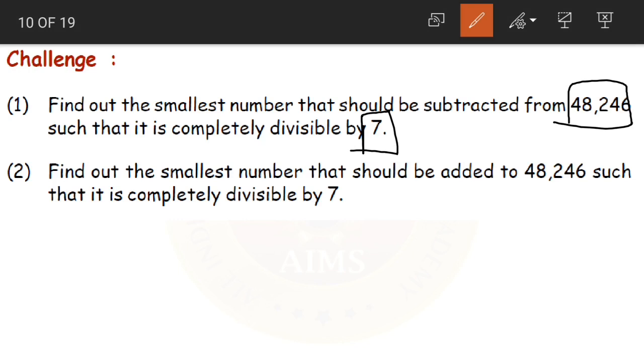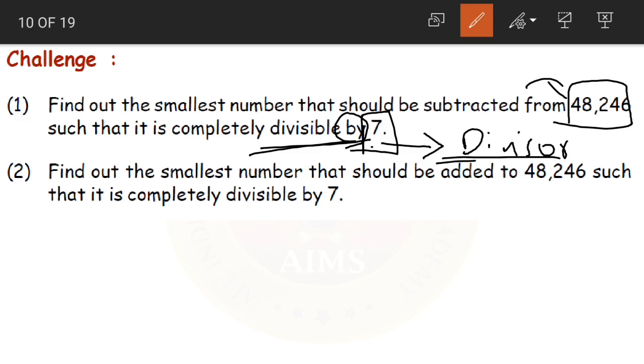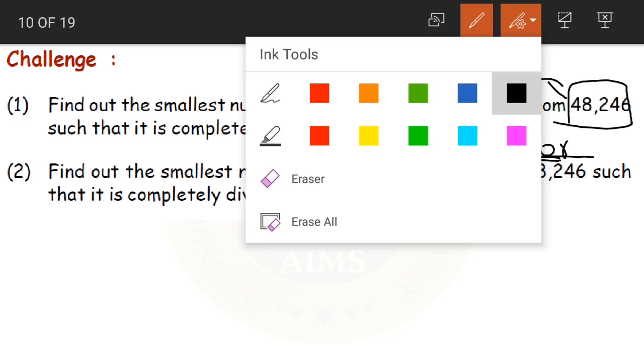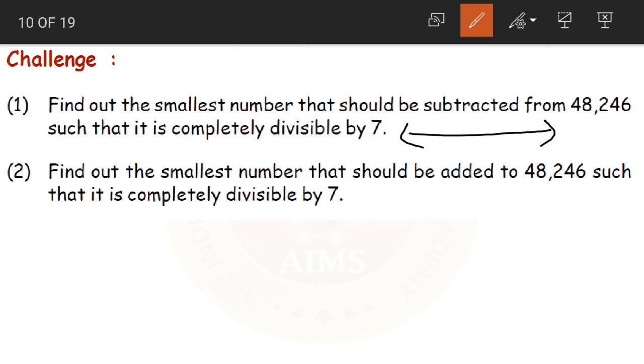Now which is the divisor in this? This is our divisor. They have written that it should be divisible by 7. So it is our divisor. Or else if you remember what I said, smaller number is always the divisor. 7 is the smaller number. So this is our divisor. So we should divide these two numbers children.